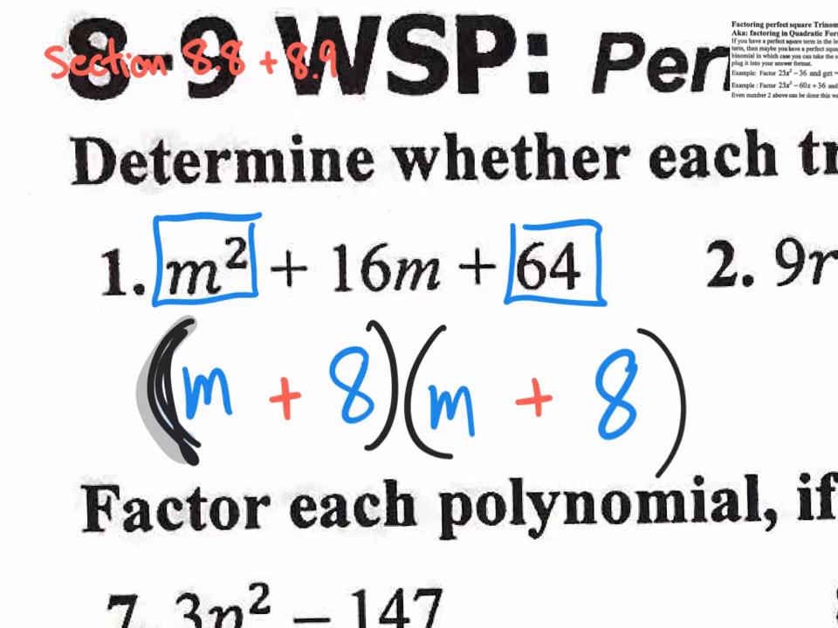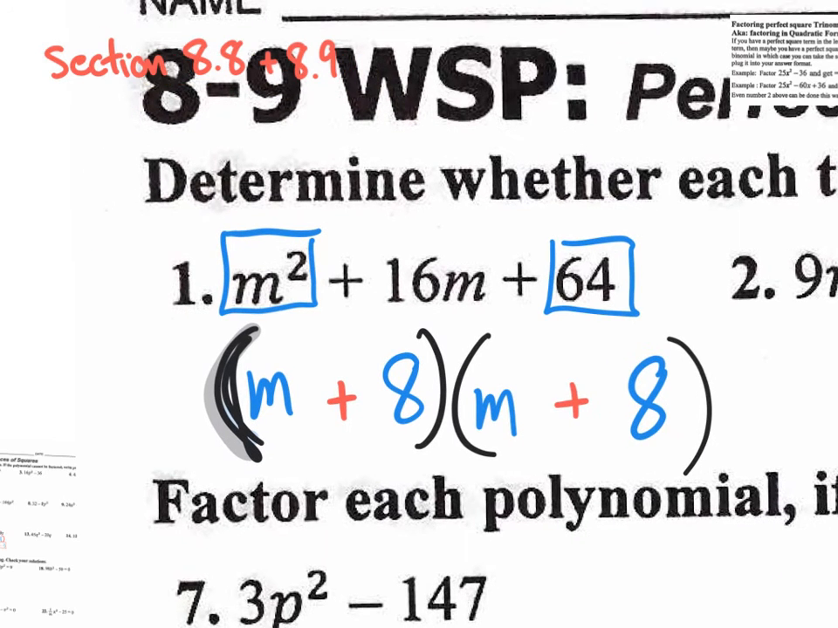Now, when we do this, we're supposed to check and see if it actually works, right? M times m is m squared. M times 8 is 8m. 8 times m is another 8m. 8m plus 8m is the 16m that we have right there. 8 times 8 is 64, so it really does work.